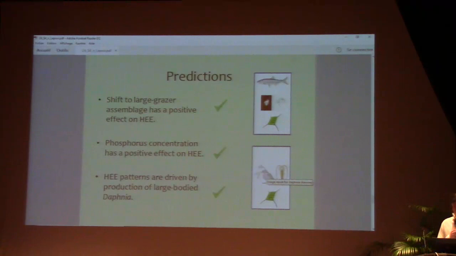And then my third prediction was that herbivore efficiency was driven essentially by the production of daphnia. That was also supported. Herbivore efficiency in this lake was not related so much to primary production, but it was related to the production of herbivores and specifically to the production of daphnia.